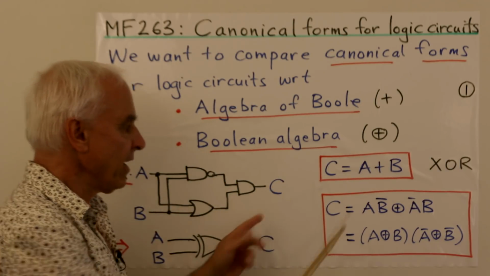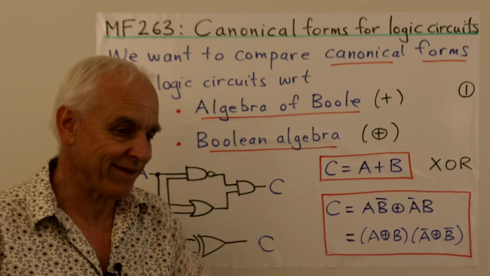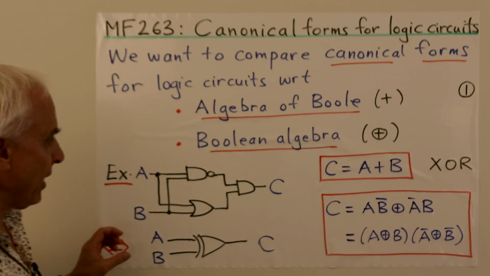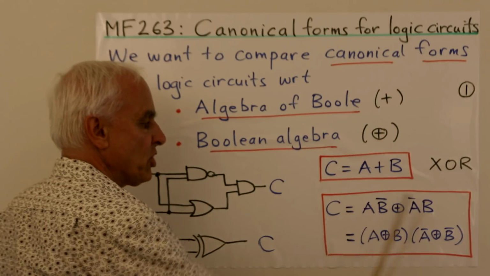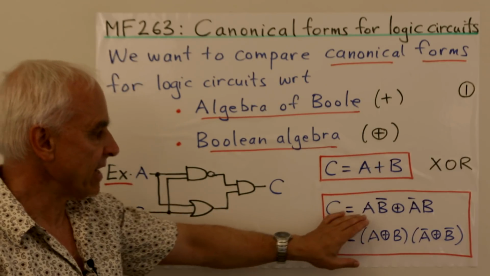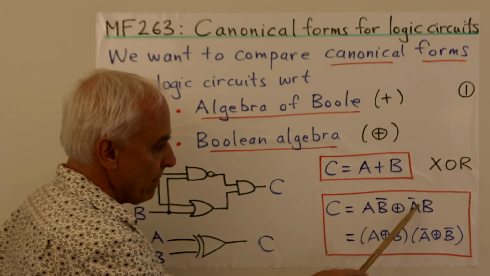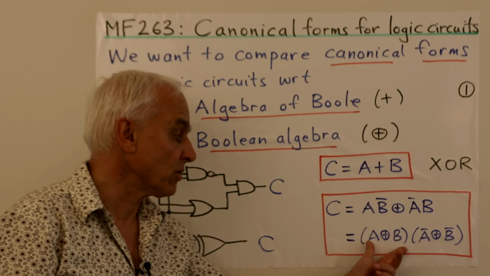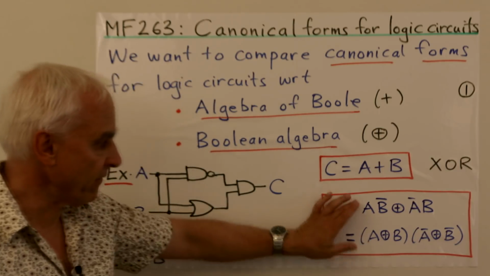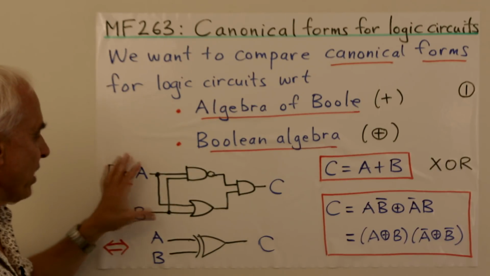So this output is just the sum in the Algebra of Boole, so that's like sum mod 2 of A and B. While in the Boolean algebra, more traditional point of view, it's a little bit more complicated. It's really an XOR gate, but this XOR gate is represented either by the expression A B bar circle sum A bar B, or by A circle sum B times A bar circle sum B bar. These are kind of equivalent, symmetrically different, but dual kinds of ways of expressing this.